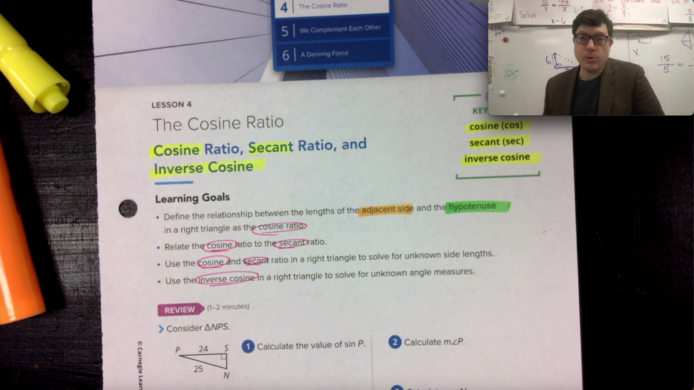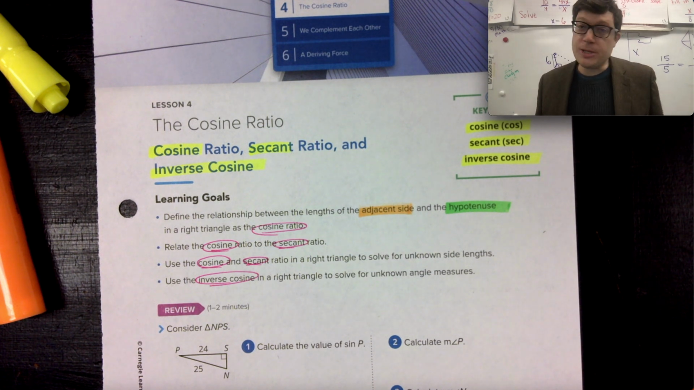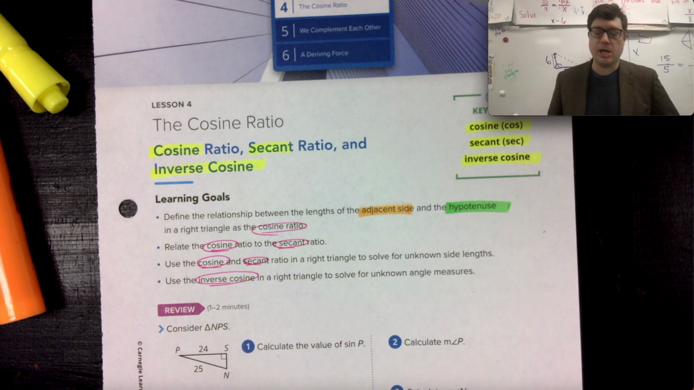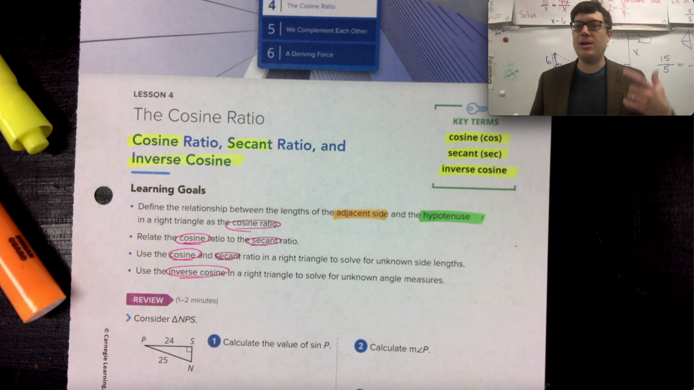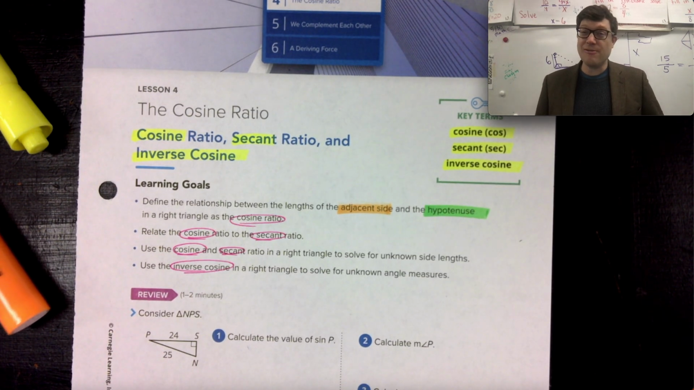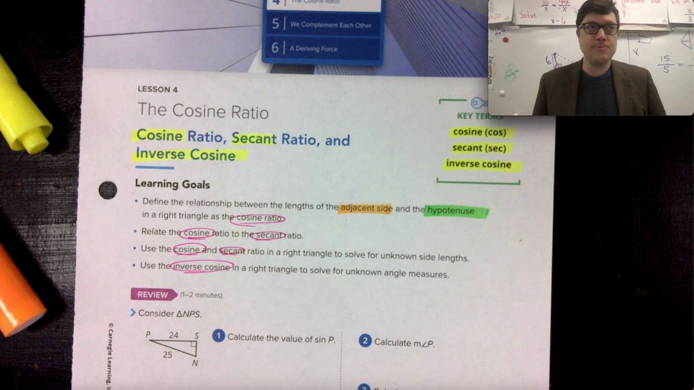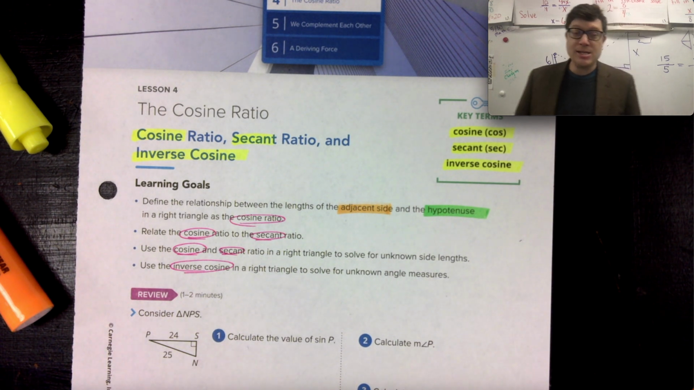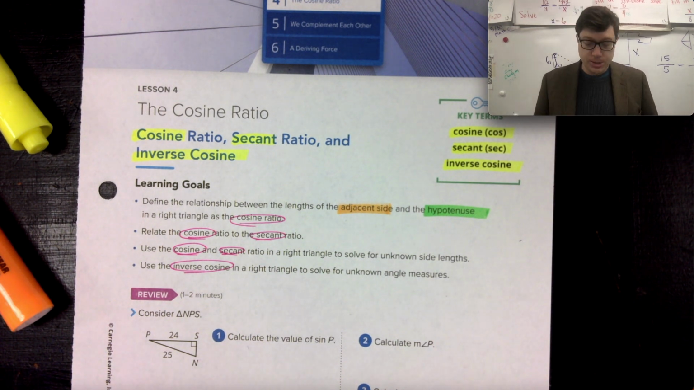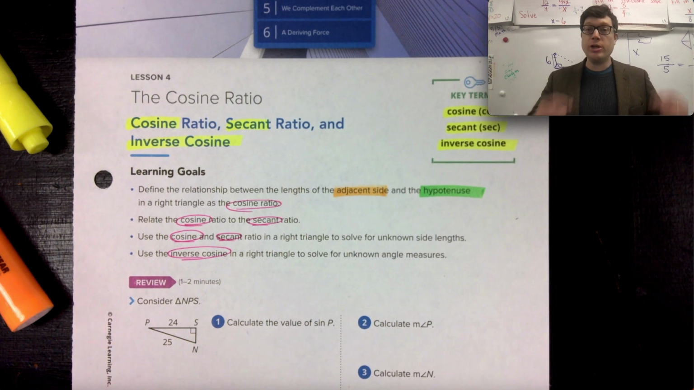It's time for the cosine ratio. The cosine ratio, the secant ratio, and inverse cosine are the three main vocabulary words that are going to be showing up in this lesson. Remind you, as lesson 4 is our focus, we're coming off of the conversation on tangent and sine as the other two ratios that you're going to need to know regarding the sides of right triangles.